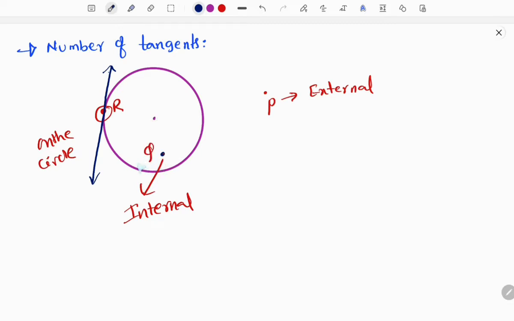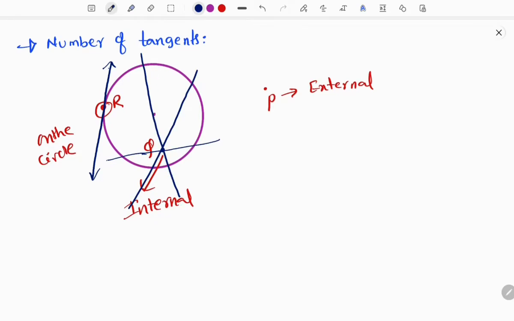Suppose here I take an internal point Q. From this Q, you can draw any line that intersects the circle at 2 points, yes or no? Intersects the circle at 2 points. From the internal point we cannot draw a tangent, so the number of tangents is equal to 0. From an internal point the number of tangents is 0.